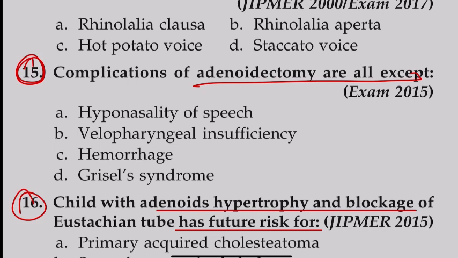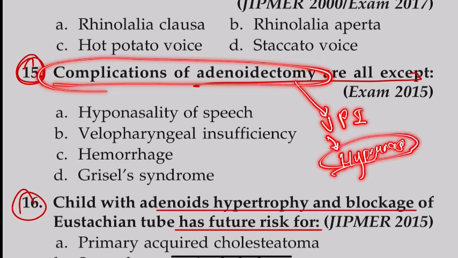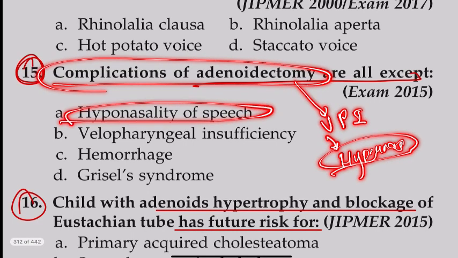Out of these, the most asked question is velopharyngeal insufficiency, in which there is a speech problem after adenoidectomy, and it is called hypernasality. Since it is causing hypernasality, hyponasality is not the right answer. So in velopharyngeal insufficiency there will be a change in voice, that is hypernasality.